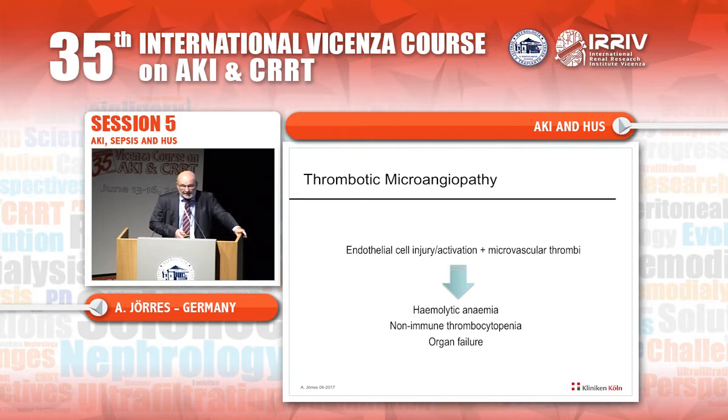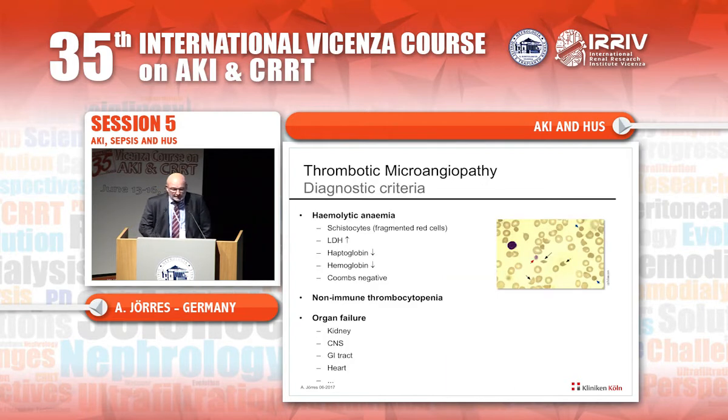When we discuss HUS, of course, we have to discuss this in the context of thrombotic microangiopathies as a whole, and you will be familiar with what we're talking about. Endothelial cell injury and activation plus microvascular thrombi will lead to hemolytic anemia, non-immune thrombocytopenia, and organ failure. And basically, this is the triad you have, as exemplified by fragmented red cells, evidence of hemolysis, non-immune thrombocytopenia, and different kinds of organ failures.